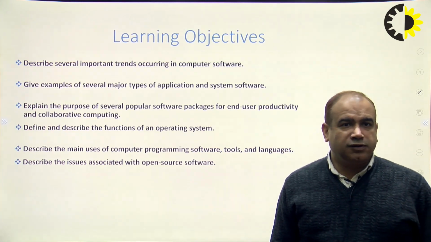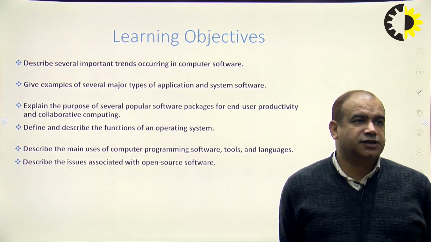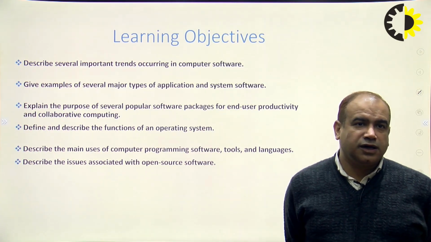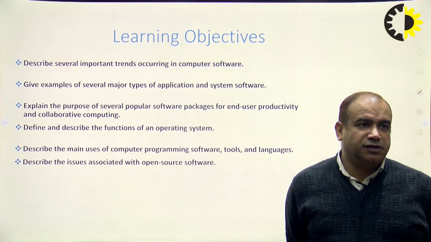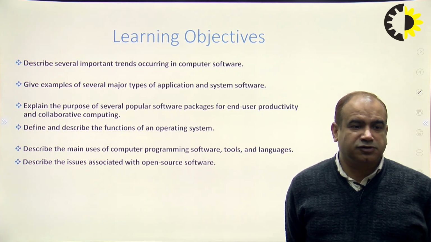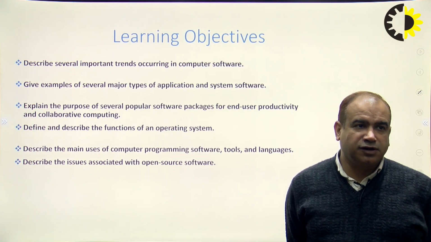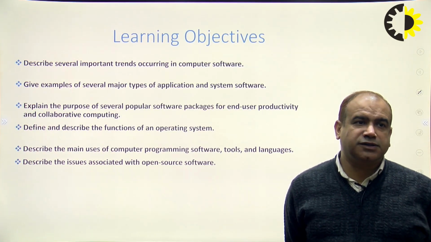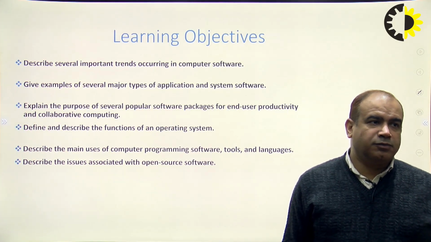So what will we learn today? First, we will describe several important trends occurring in computer software. Second, we will give examples of several major types of application and system software. Third, we will explain the purpose of several popular software packages for end user productivity and collaborative computing.